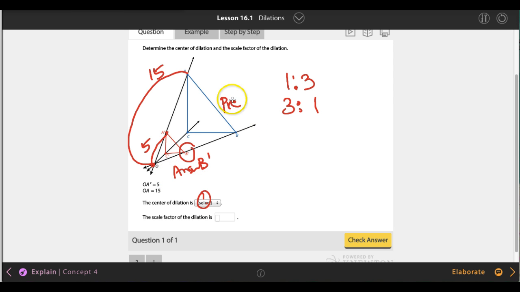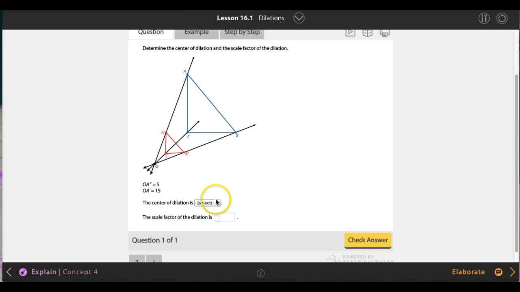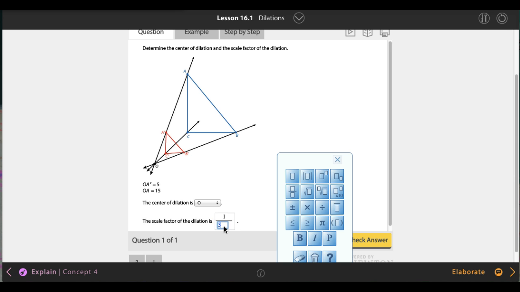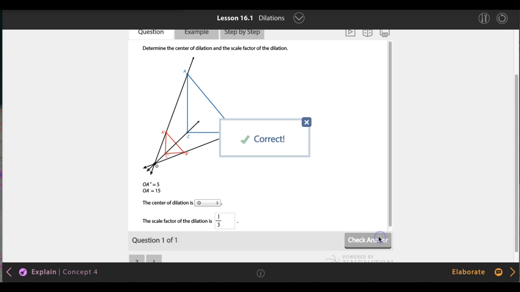So then obviously the ratio is going from big to small. So then what is the scale factor? The big one shrunk. So obviously it's going to be 1 over 3. If you went from the small one to the big one, then obviously you're multiplying by 3. But if you went from the big one to the small one, then obviously it's just 1 over 3, right? So let me go ahead and select the answer, O, and then over here I put 1 over 3, okay? And I check my answer, and of course it's going to be right.